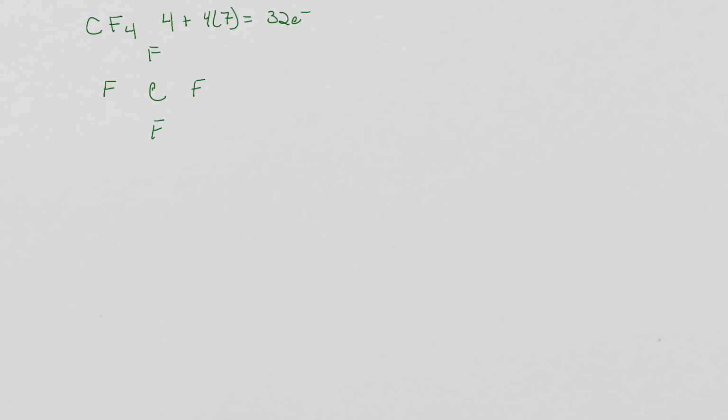And we'll connect each of these by a single bond. That's going to use 8 electrons, leaving me with 24. Now, we're going to start putting in lone pairs to satisfy octets. We see that each of the fluorines needs 6 more. So we need 6, 12, 18, 24, which we have. So we'll go ahead and do that.